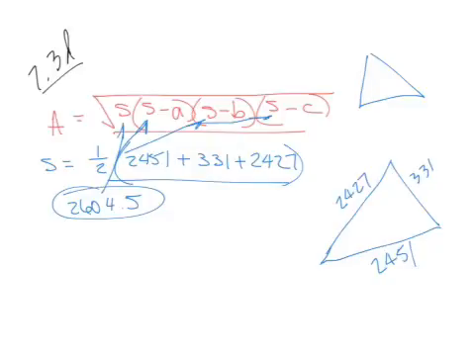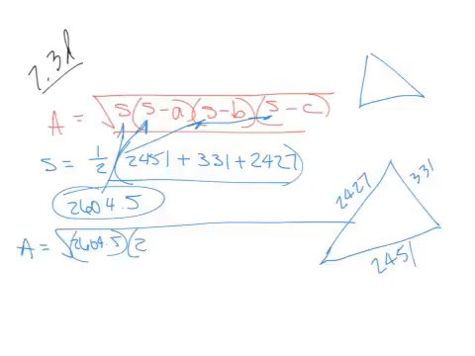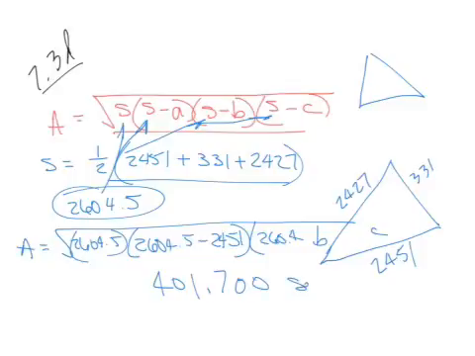So we end up with the area equals the square root, it's going to take up a lot more room than that, of 2604.5 times 2604.5 minus A, 2451, times 2604.5 minus B. I'm not going to do the whole thing, you get the gist of it. And then I'll do the same thing with my C, and I'll end up with 401,700 square miles. All right, so that's example number 5.